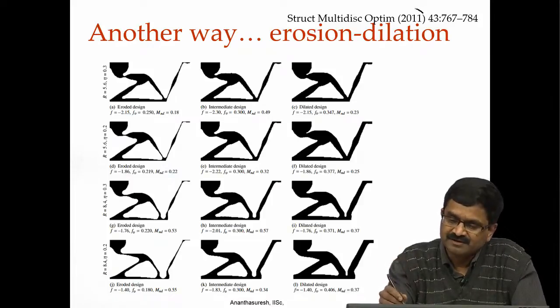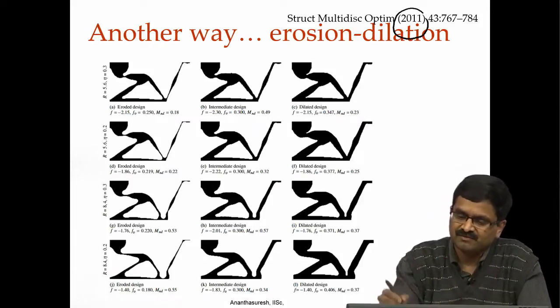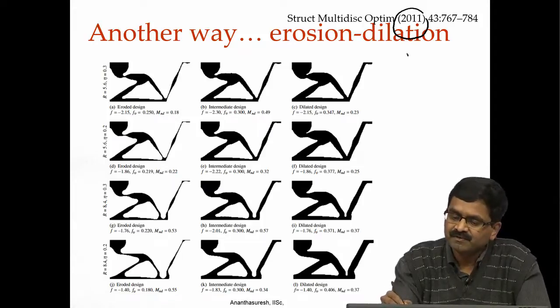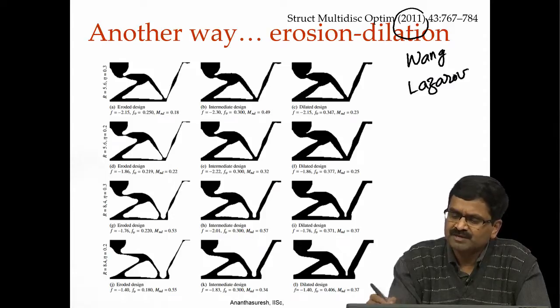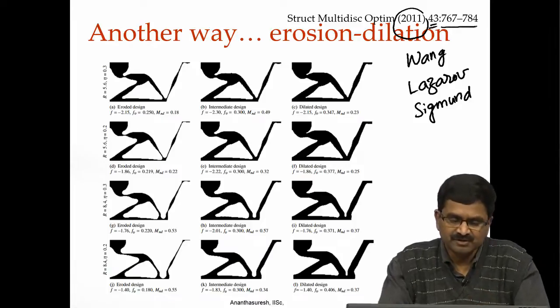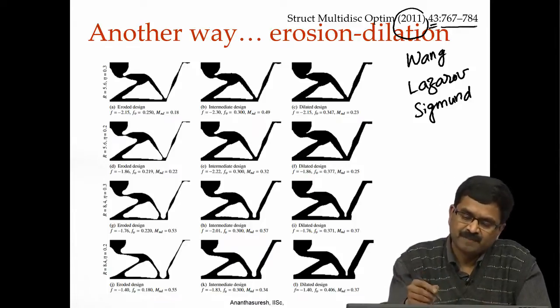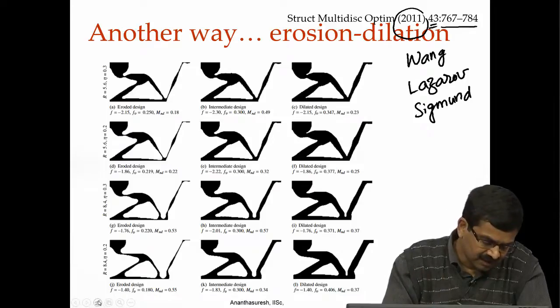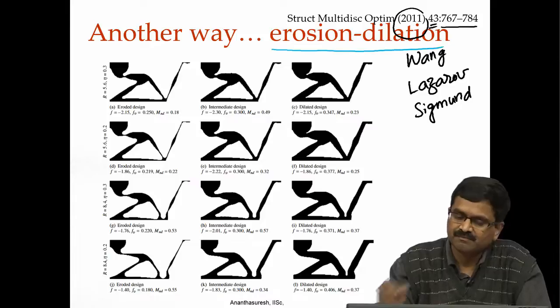Recently, about 5 years ago in 2011, I think the authors are Wang, Lazarov and Sigmund. Their paper appeared in Structural and Multidisciplinary Optimization, volume 44, in 2011, page numbers are given here. So, what they did was a slightly different way. They used what they call the erosion and dilation method.